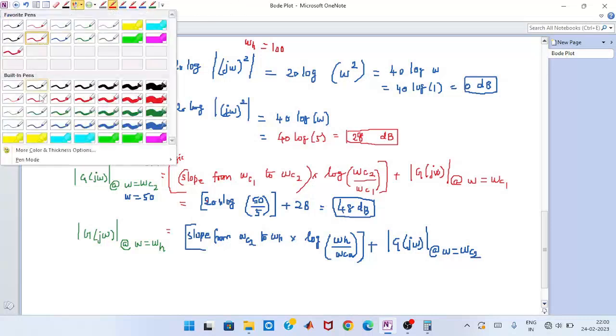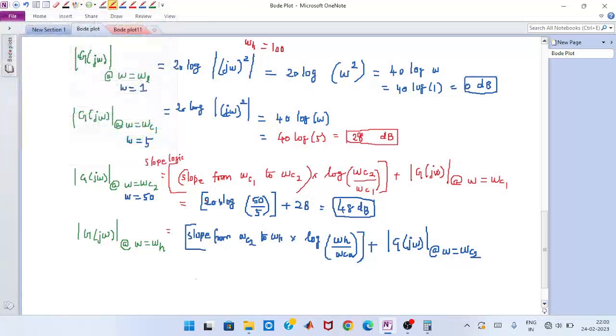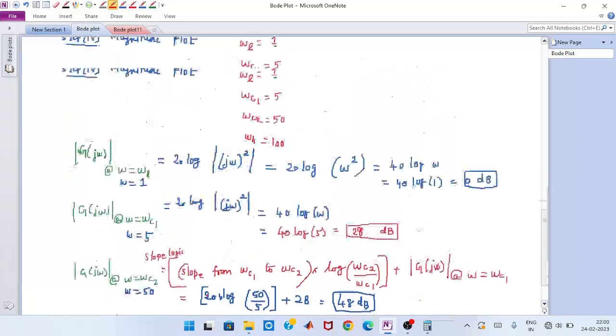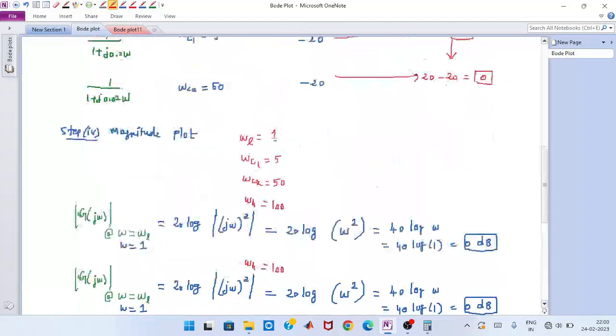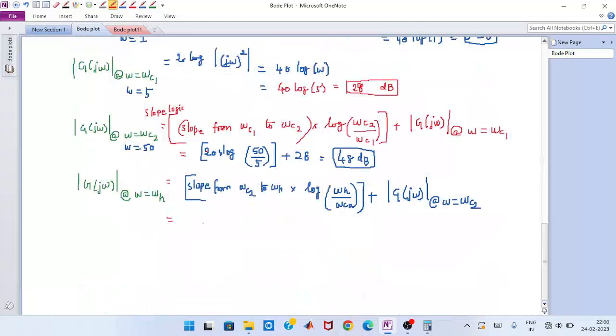Okay. So now I will calculate the values. So the slope from omega c2 to omega h is, here the value is 0, right? So 0 into logarithmic of omega h, here the value of omega h is 100. So let me put down the value of omega h as 100. So log 100 divided by omega c2, which is 50.